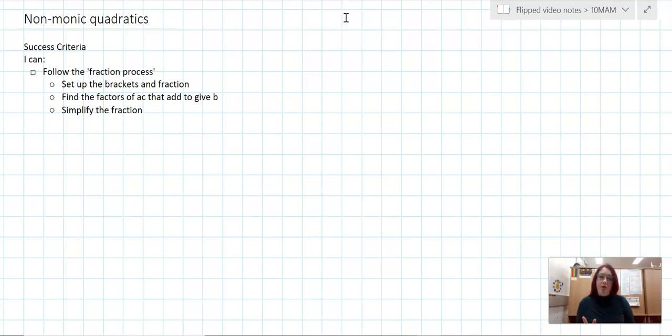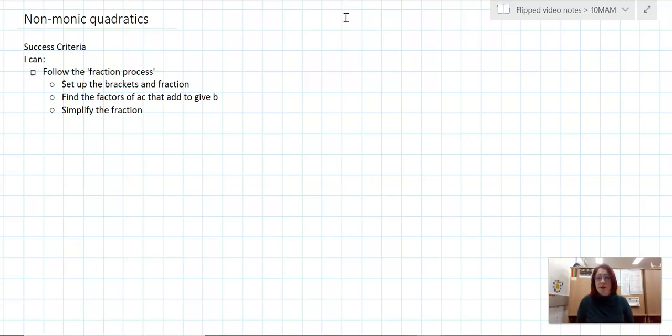This is a way of factorizing non-monic quadratics. It's a totally different way of doing it to the way your textbook does it, but it's how I was taught and I find it much easier. It may not be for you, and you're totally welcome to use another method if you find one. I call this the fraction process because it involves setting up a big fraction and then simplifying it.